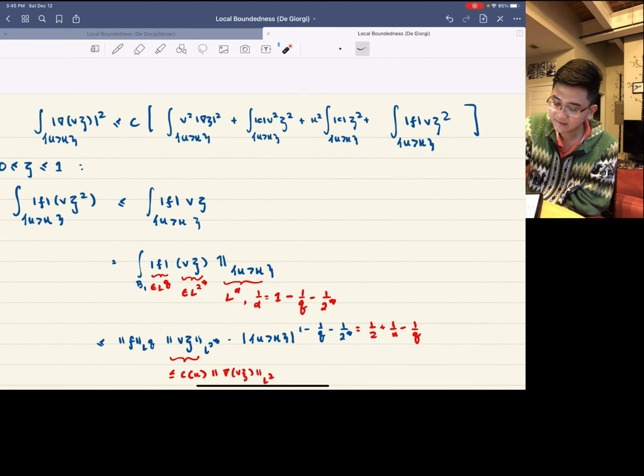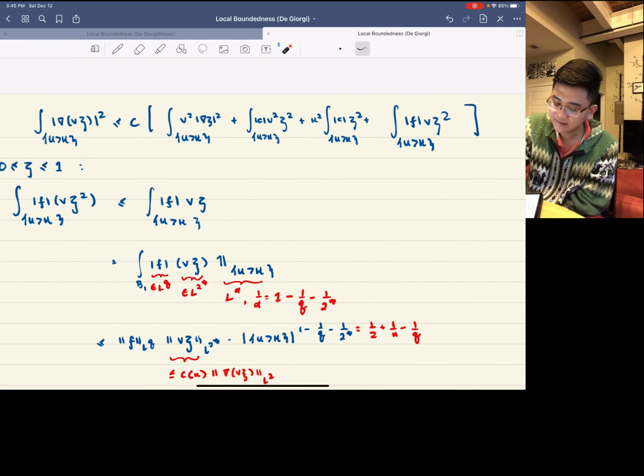So what estimate do we have? The integral of grad of v zeta squared is less than or equal to some constant times v squared grad zeta squared plus, I have here, c v squared zeta squared plus k squared c zeta squared plus f squared times the measure of v zeta not 0 raised to 1 minus 1 over q. Here, f is defined to be the LQ norm of little f.